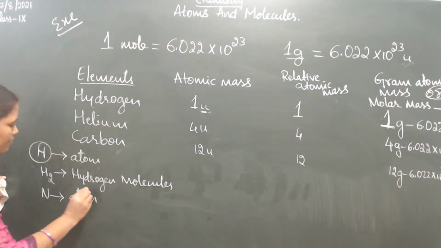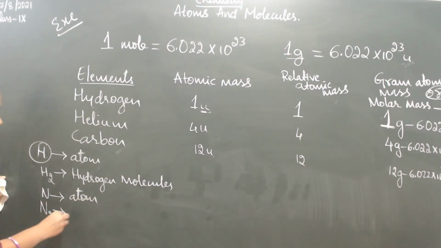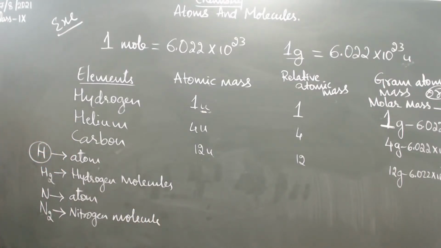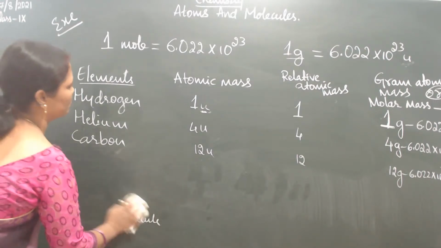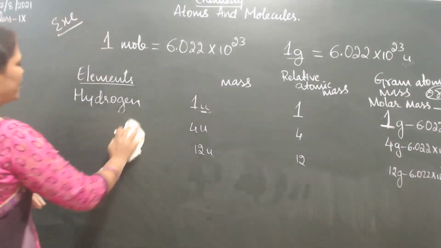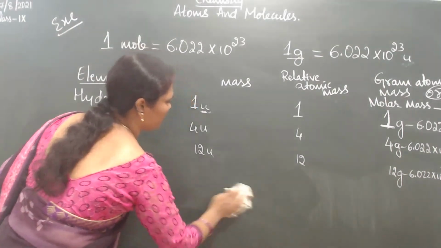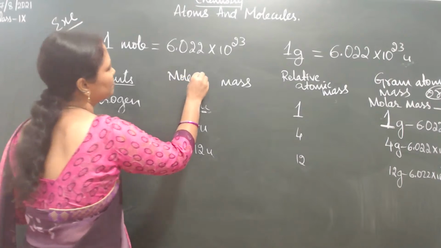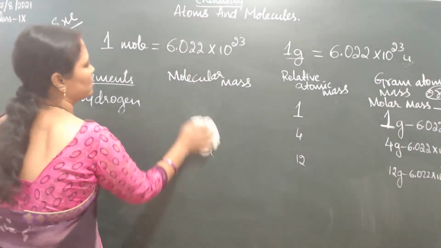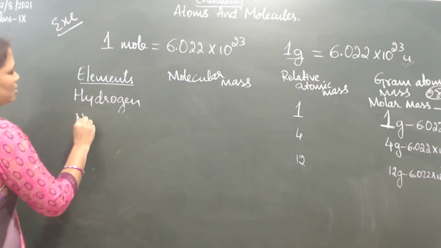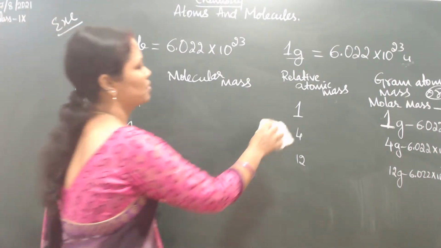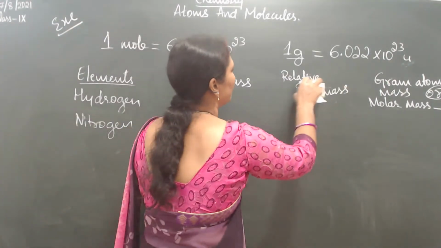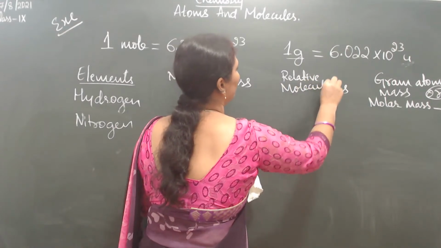Like this, the nitrogen atom. When we write N2, this is a nitrogen molecule. So when we are going to measure the molecular mass of hydrogen and nitrogen, here instead of relative atomic mass, we have to write relative molecular mass. Why? Because we are talking about the molecule.